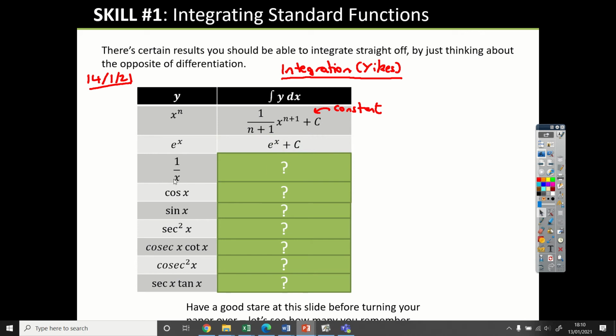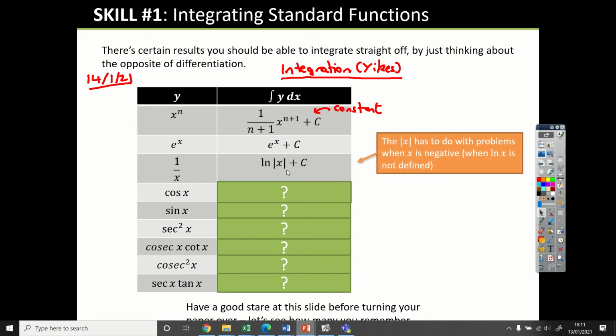Right, 1 over x. 1 over x is a tricky one because it's a special case of this top one, x to the n, and 1 over x is x to the minus 1. But if you try and use this rule to integrate 1 over x, you're going to have a problem because 1 over minus 1 plus 1 is 1 over 0, which you can't do. But if you remember from lessons that we've done with differentiation, there is a function that differentiates to 1 over x, and that's the natural log. Now, that's what's underneath here, except you've got natural log of the absolute value of x.